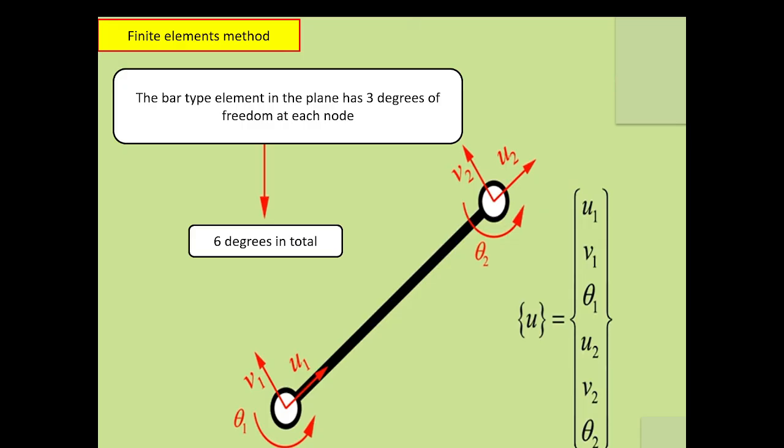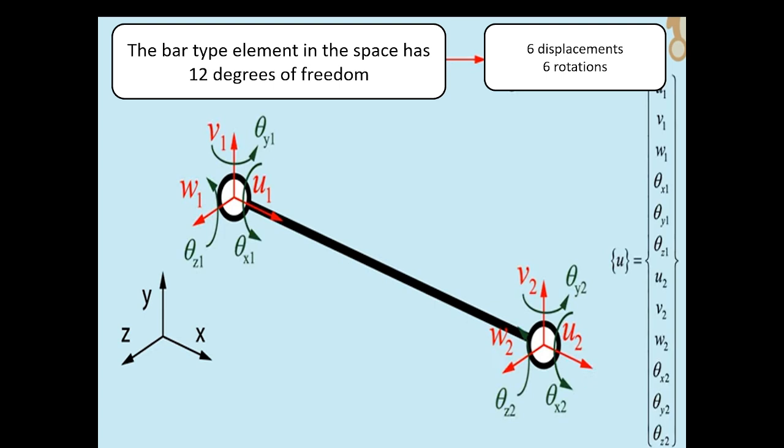For example, in a static plane analysis, a bar type element will have 3 degrees of freedom at each node, 2 for displacement in x and y direction, and 1 for rotation. In total, the element has 6 degrees of freedom, described in the nodal displacement vector. This is a simple case, but it can become much more complicated if we take it to a spatial analysis. In this case, our element has 12 degrees of freedom, 3 displacements and 3 rotations at each of its nodes.